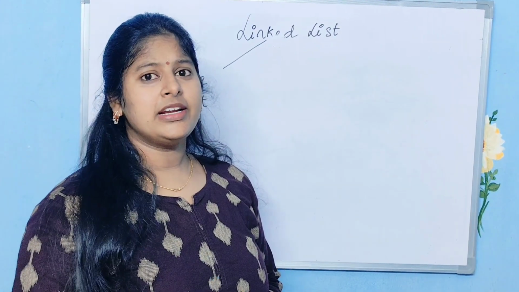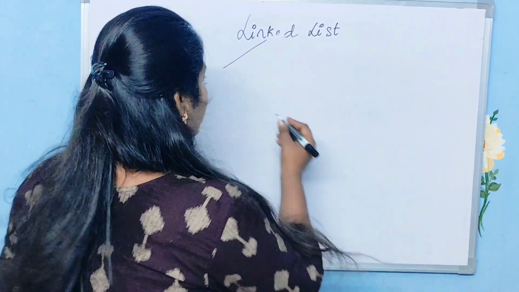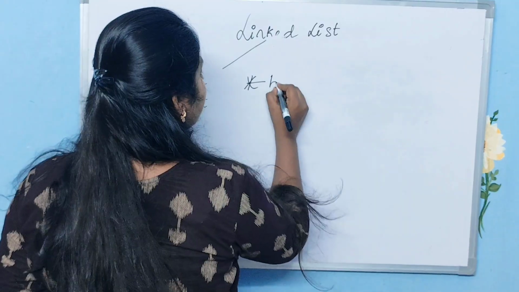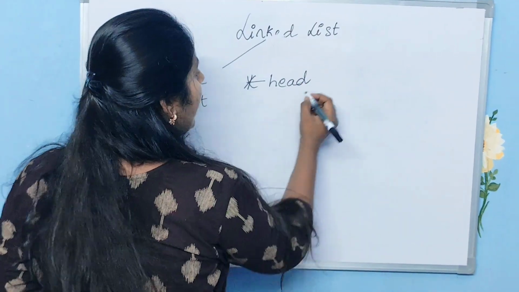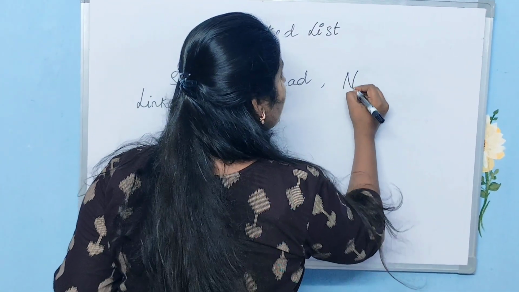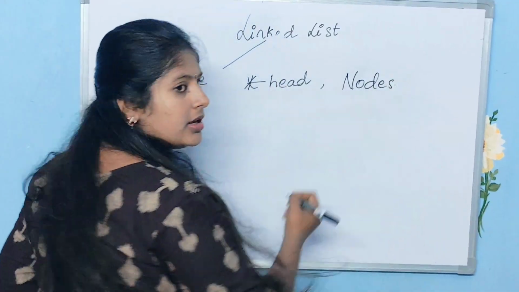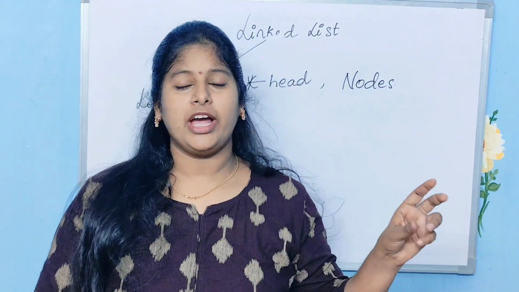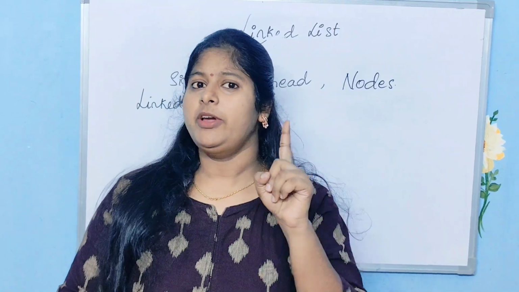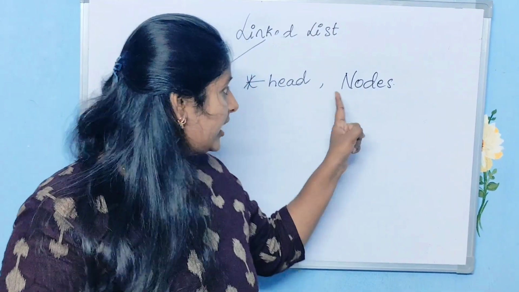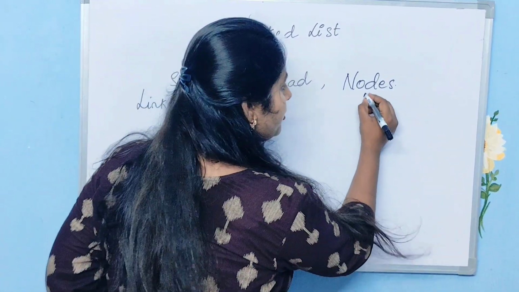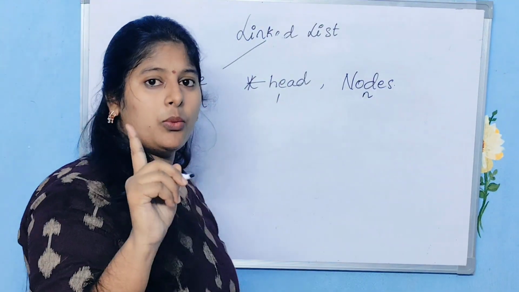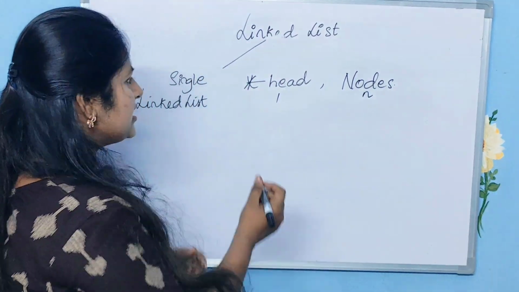Okay, a single linked list has two important parts. The first one is the head pointer and the second one is nodes. The main point you have to remember is that for the entire list, there will be only one head pointer. There can be any number of nodes, n number of nodes, but there can be only one head pointer. So what is this symbol?